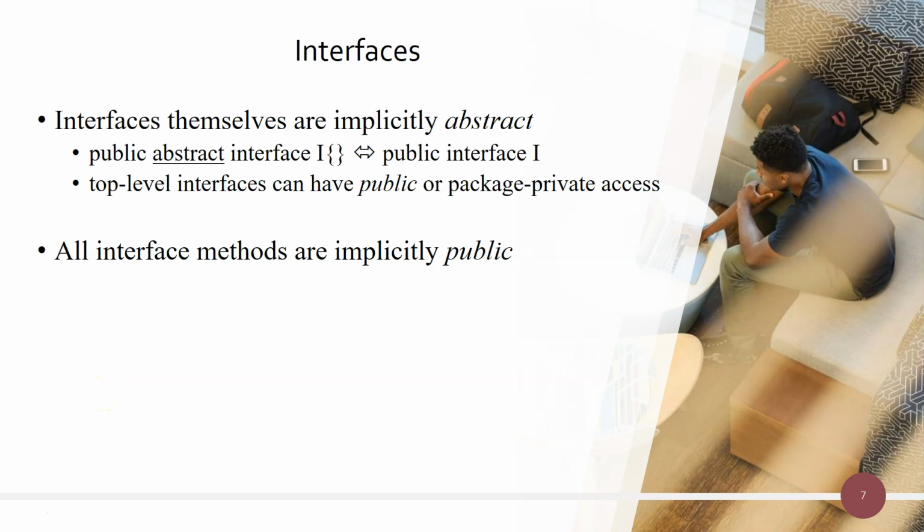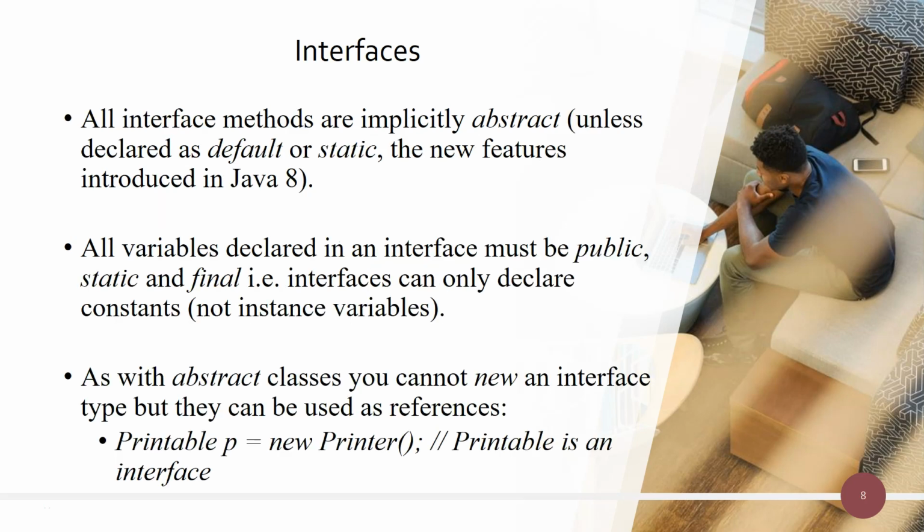Interfaces themselves are implicitly abstract, so even if you leave off the keyword, it's automatically plugged in. Top level interfaces are like classes. They have public and package private access. All of the interface methods are implicitly public, so when you go to implement them, make sure you put in public. They're implicitly abstract unless you're talking about the default or static ones. All the variables are public, static and final. And as with abstract classes, you cannot new an interface.